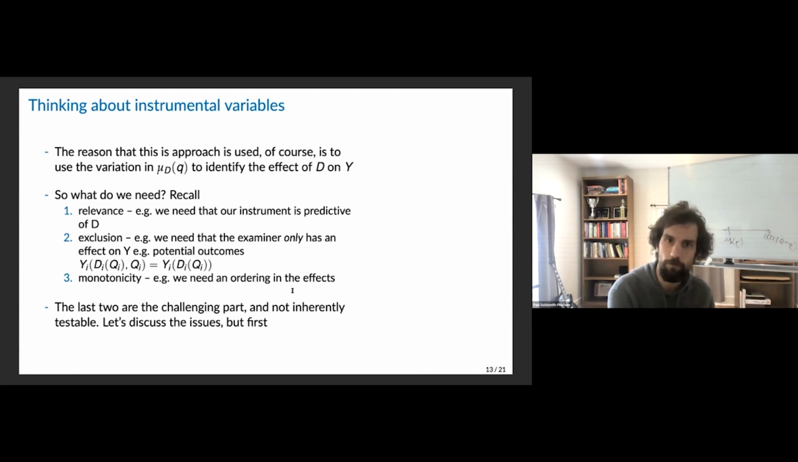Relevance is pretty straightforward, although it's a little bit challenging because you have many instruments here. So how do we think about the relevance? The second is that we need the exclusion restriction to be satisfied. Remember that we can shut down this direct channel. And finally, we need monotonicity to hold. So we need an ordering in the effects, and we need that to be the same for all people. The last two are the challenging ones and are not inherently testable.